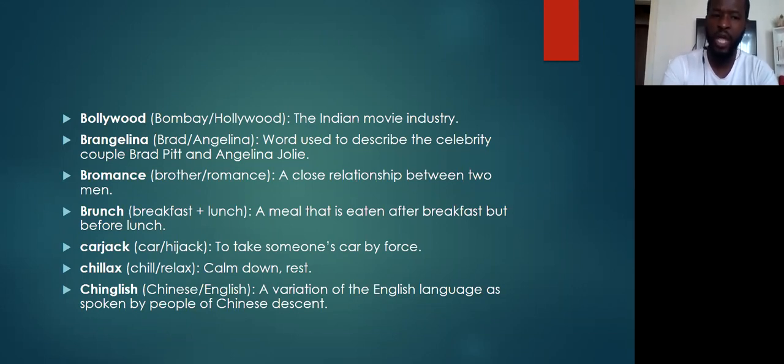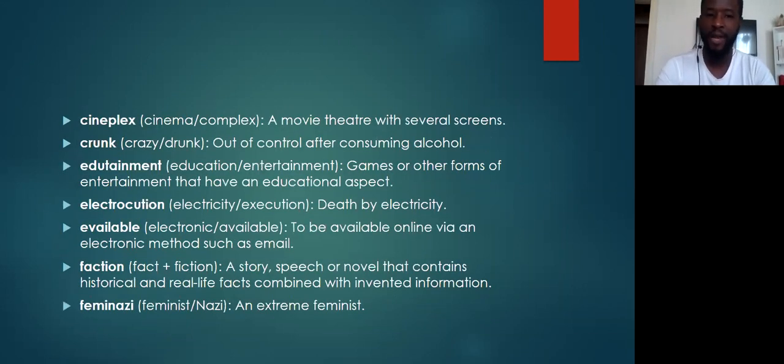And we go on here. We have Cineplex. Cineplex. What does it mean? It means cinema and complex, which means a movie theater with several screens.